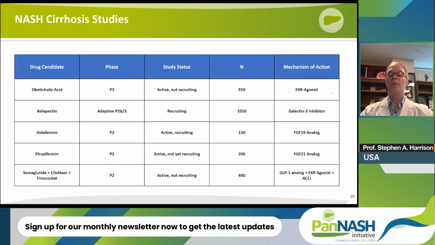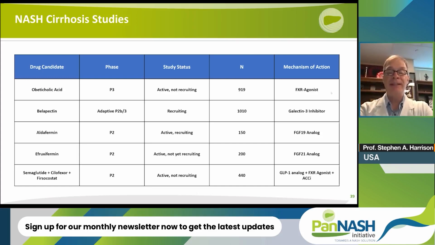Now, what about cirrhosis? Where are we at in drug development for cirrhosis? Well, we have 5 ongoing phase 2 or phase 3 trials. I have them all listed here. You have beta-cholic acid, which is an FXR agonist, and belapectin, which is that galectin-3 inhibitor I already mentioned. It's an infusion given every 2 weeks. That's a unique adaptive phase 2b3 study looking at the prevention of development of varices.